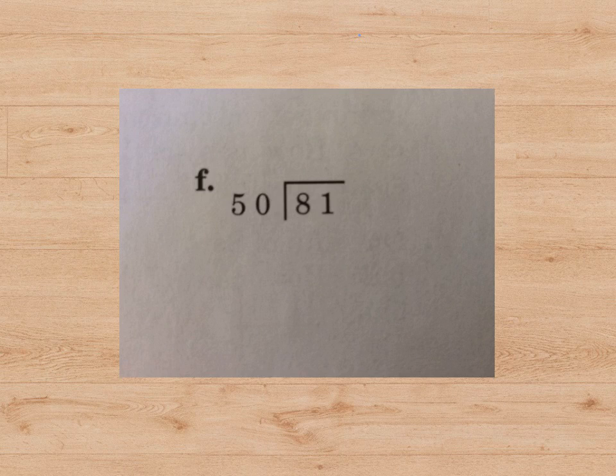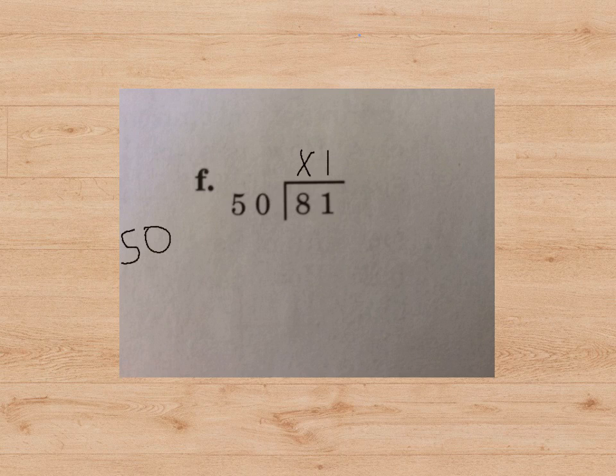Okay, F. We know that 50 does not go into 8, but it does go into 81, so our first number will be above the 1. Covering up our last numbers, and we ask ourselves, how many times does 5 go into 8? Well, we know it goes in 1 time, and we might be right, we might be wrong, but it will be close, so we'll try 1.